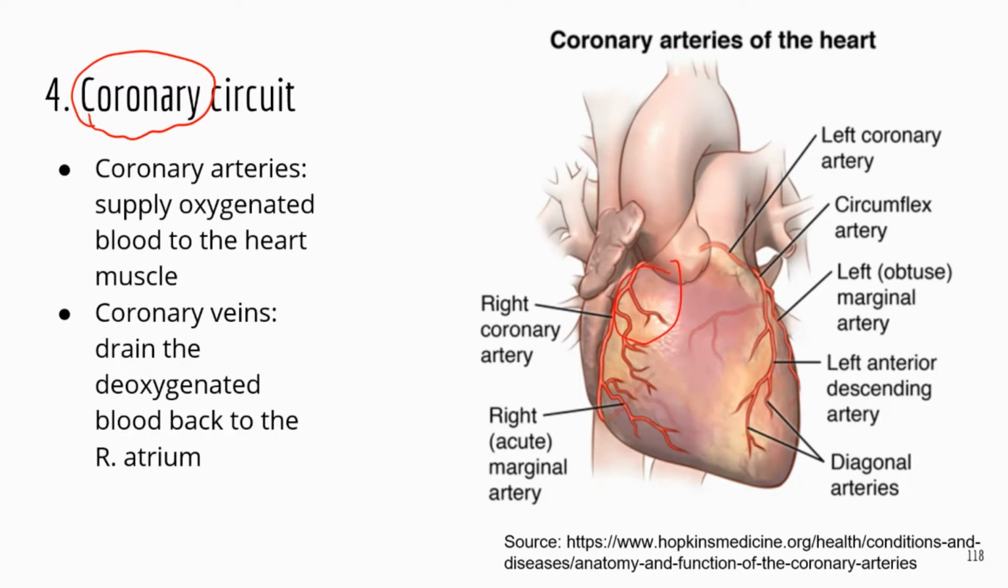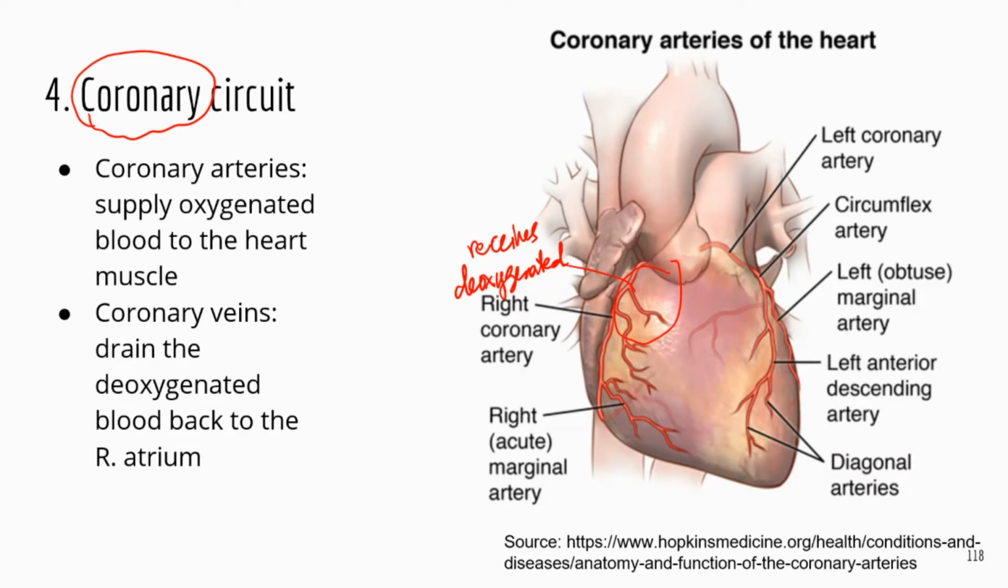Remember, right atrium is the chamber that receives deoxygenated blood from the entire body, right? So this is basically a little circuit for the heart, right? To get oxygenated blood, to have a gas exchange at the tissues, and then for the deoxygenated blood to return, just like the blood from other parts of the body, return to the right atrium.